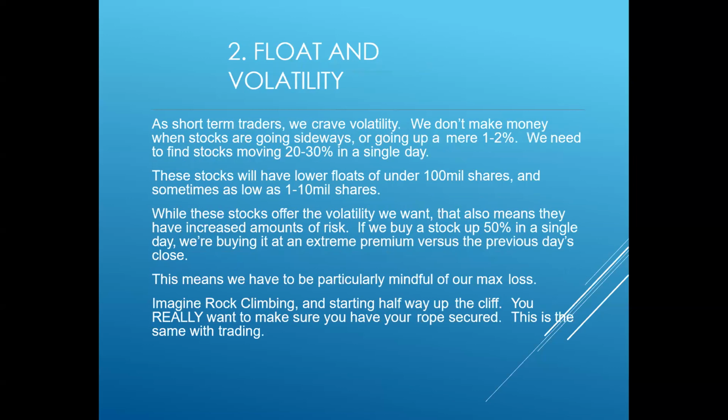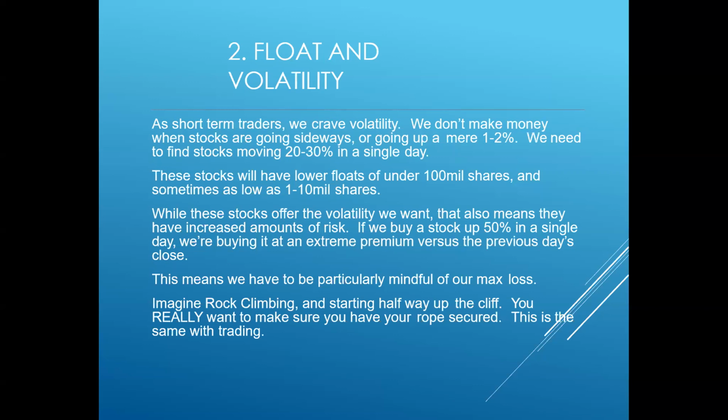The next is float and volatility. As short-term traders, we crave volatility. We want things to be volatile, especially for small cap stocks. We don't make any money when stocks are only moving 1 to 2%. We make money when stocks move 10, 20, 30%, even 80% pre-market. Those are the stocks that we look for, and we find those daily. Maybe not so much the 80% movers, but definitely somewhere between 10 and 30%. And these stocks will have a low float under 100 million shares, and sometimes as low as 1 to 10 million shares. So that's what we look at.